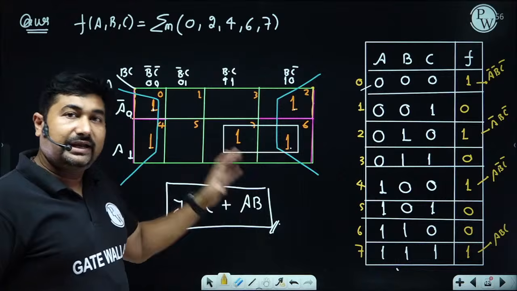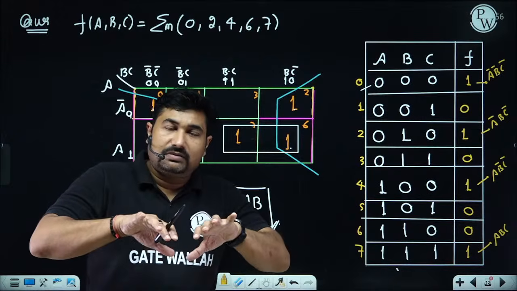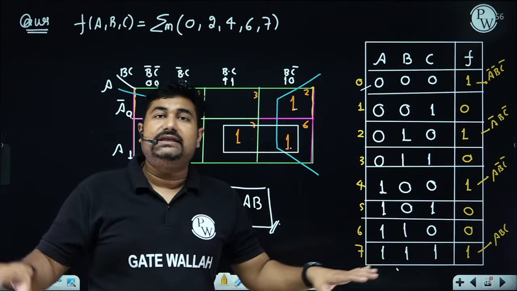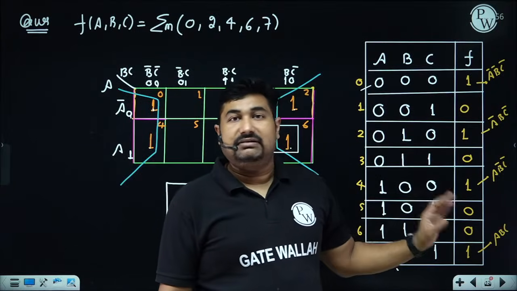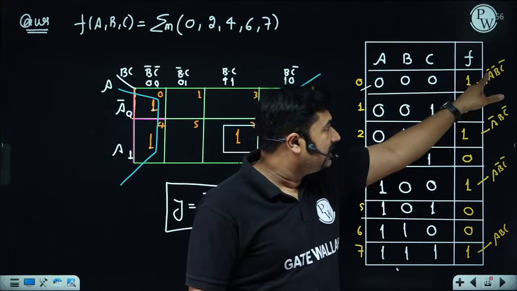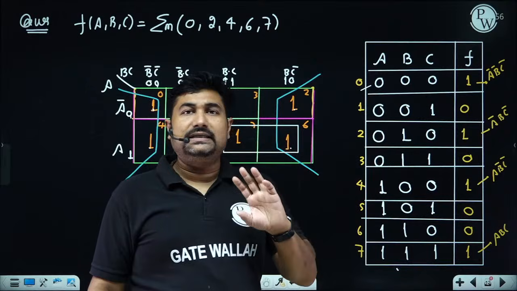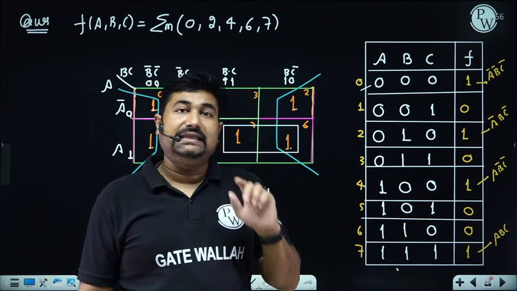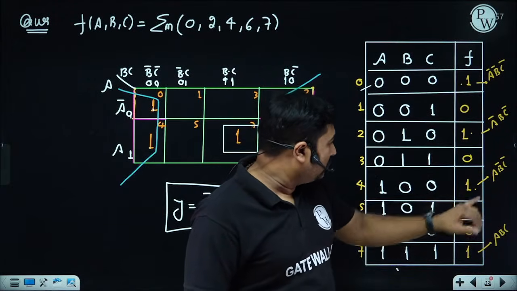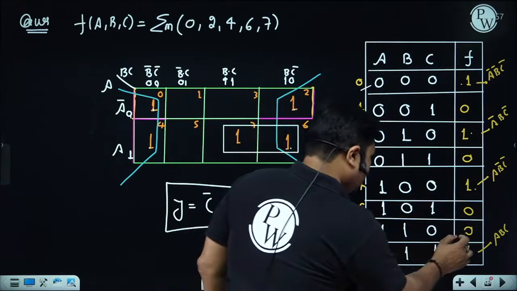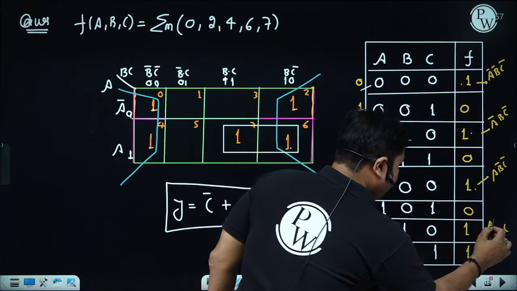K-map is in gray code, and we all know gray code differs by only one bit. So by pairing, octating or quading, we can eliminate variables and minimize our function. Basically, if you observe here, your 0, 4, 2 and 6 gray codes differ by only one bit and they can form a quad. So because of that we have 0, 2, 4, 6.